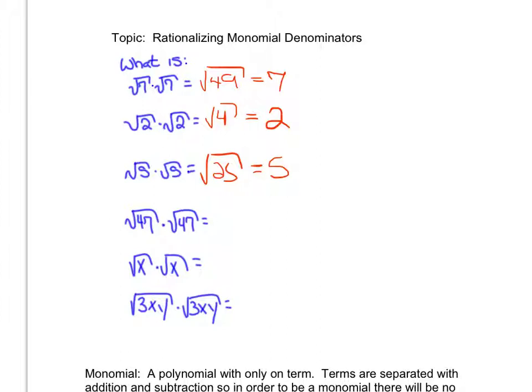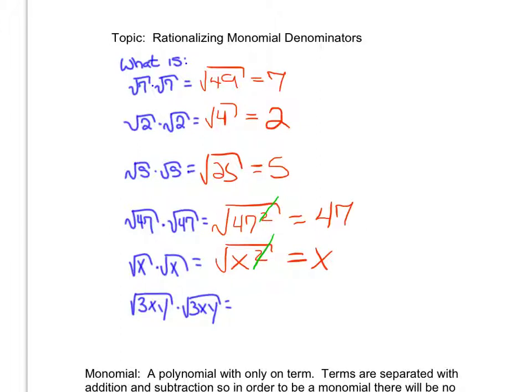Square root of 47 times square root of 47, that's not one I know off the top of my head, but I do know it's the square root of 47 squared. And I also know that radicals, or square roots, and squares cancel each other out, so it would indeed give me 47. The square root of x times the square root of x would be the square root of x squared. Again, my square root would cancel out with my square, leaving me with just x.